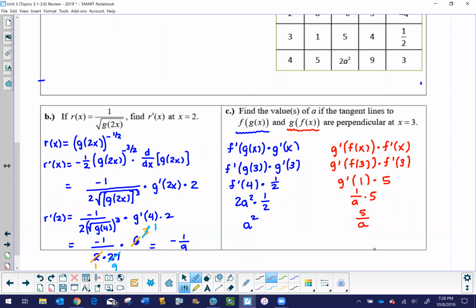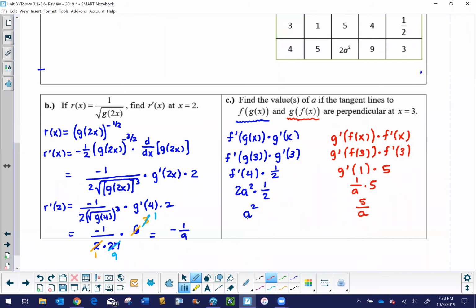So what do we do next? Well, basically, you just have to understand that these two things represent the slope of a tangent line, right? You guys know that already. I don't even have to remind you anymore. So then we have to say, okay, we want these tangent lines to be perpendicular, which means that their slopes are opposite reciprocals.